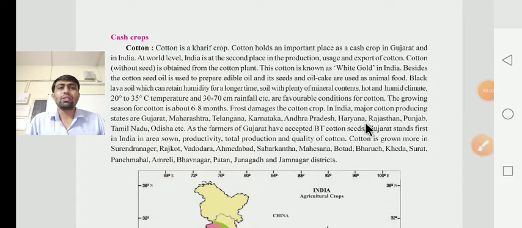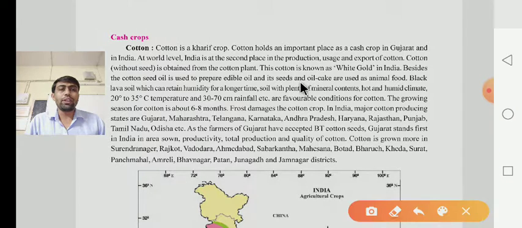Dear children, continuing this chapter, our next topic is cash crop. What is the meaning of cash crop? Cash crop means rokadiya paak. Now the first one we have to discuss is cotton. What is the meaning of cotton? Cotton means kapas. Cotton is a kharif crop.